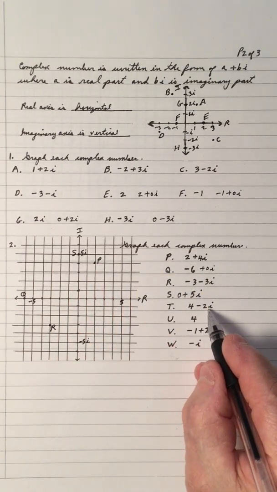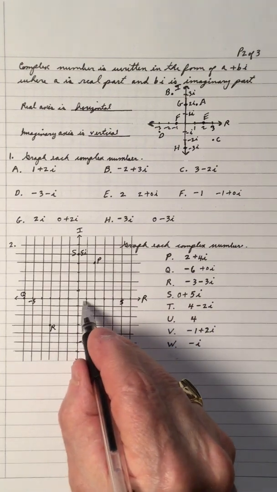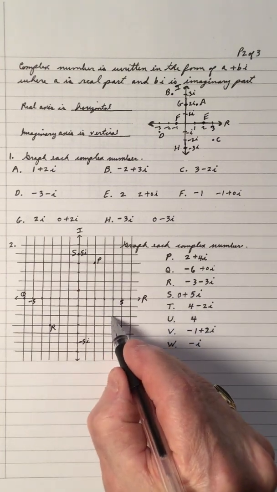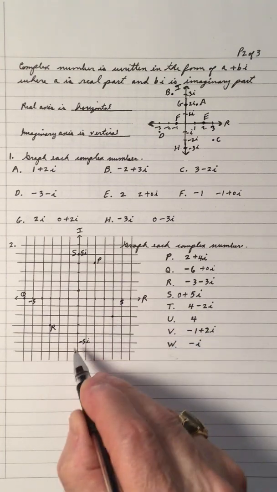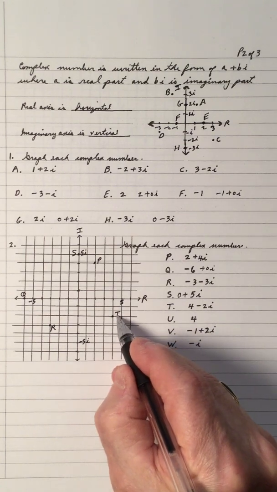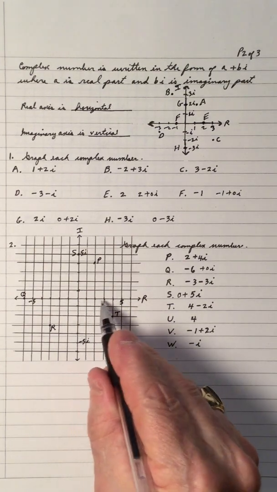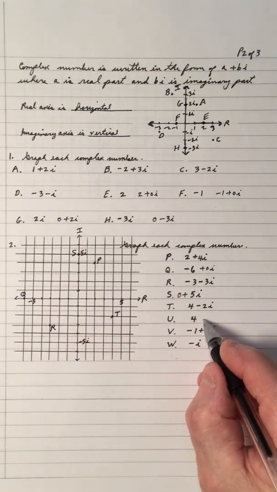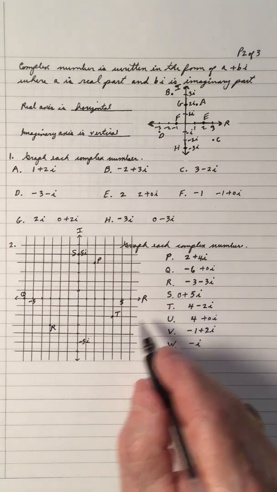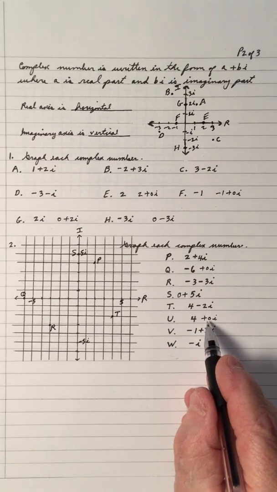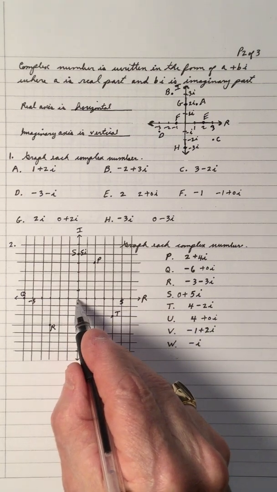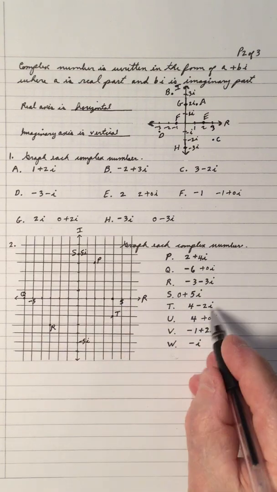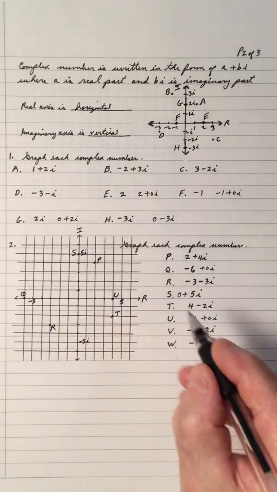T is 4 subtract 2i. 4 on the reals, 1, 2, 3, 4, and a -2 right there. So that's T. And U is 4, so that's 4 plus 0i. So 4 on the reals, and you do not move up or down. So 4 on the reals is 0, 0, 1, 2, 3, 4, right there. And that's U, that dot.